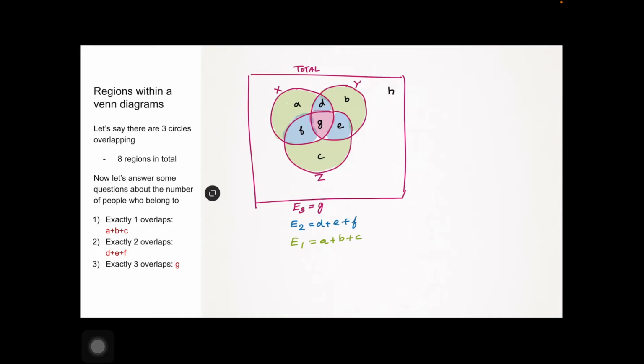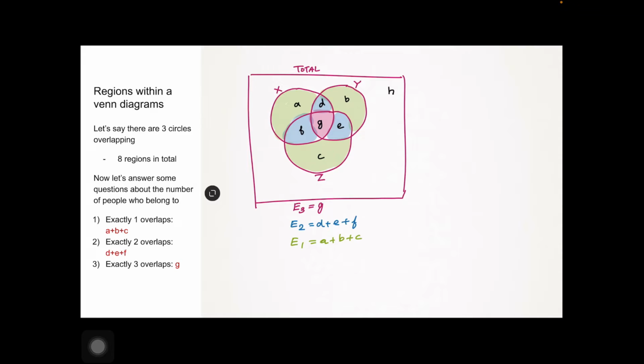Now if the question is how many people belong to all three circles, all three circle overlapping region, how many people speak all three languages, how many people drink all three drinks, the answer is G number of people. So exactly 1 overlap is A plus B plus C, exactly 2 overlap is D plus E plus F, exactly 3 overlap is G. What about exactly 0 circles, the region which is inside none of the circles? That region is H number of people.